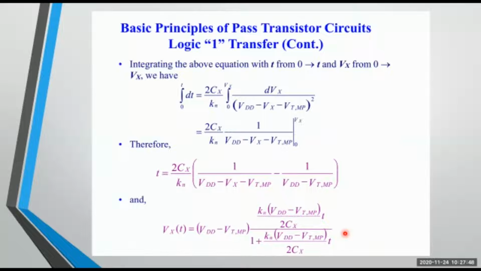So see now, if I integrate this particular equation, we have sent the Cx to the other side, and we integrate with respect to t from 0 to T and Vx from 0 to Vx, and we get this particular expression. Finally, you come across a value of T equal to 2Cx by Kn times the product of (1 by (VDD minus Vx minus Vt) minus 1 by (VDD minus Vt)).